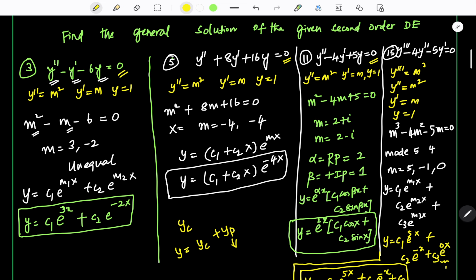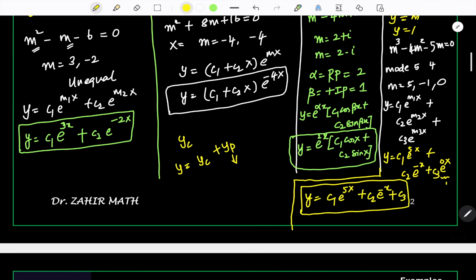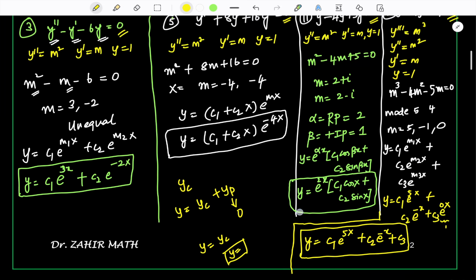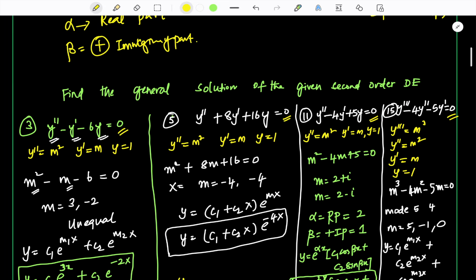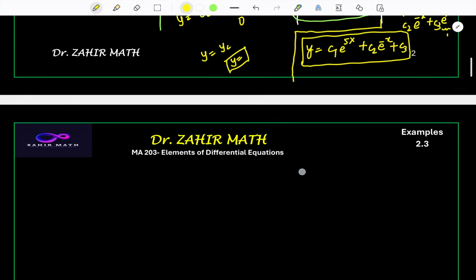So the right hand side are all zeros. If all are zeros, yp is equal to 0. So y becomes yc, and you can write the complementary solution directly as y equals. No problem, right? So it's clear. It's very easy. Okay, so this is how to find the general solution of the given second order differential equation.